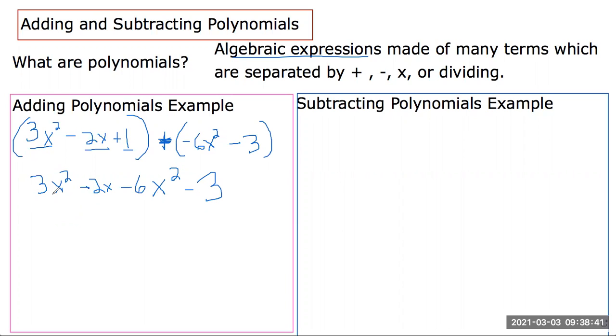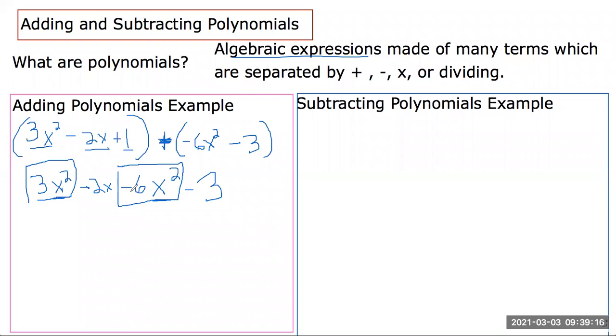Now, like terms means they have to have the same letters with the same power, okay? So this x squared is the same family as this x squared. You cannot combine this x squared with this x. Why not? Because this is x squared and this is x to the first power. So they're not alike, okay? So because these are alike, I'm going to combine this -6. Remember to include the sign in front of it.